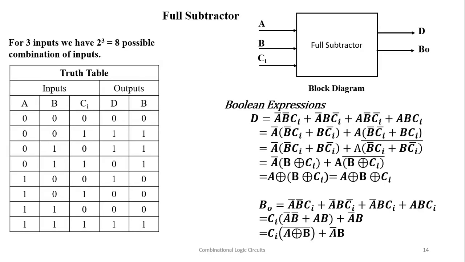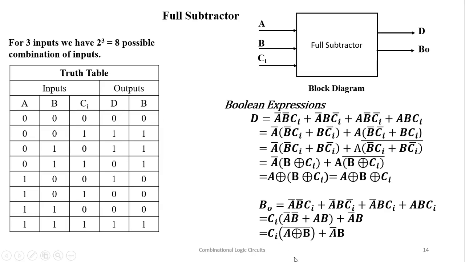A full subtractor has 3 inputs, A, B, and BI. We have B, so that's why it's CI for the adder. This is the input borrow and this is the output borrow. So we have 3 inputs, so we have 8 possible combinations, and these are the outputs generated, and these are the expressions.